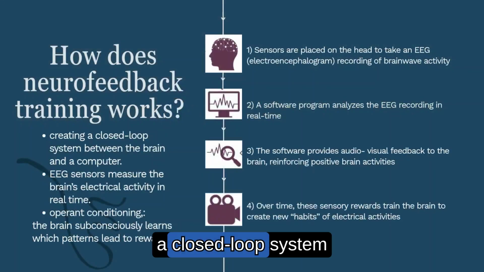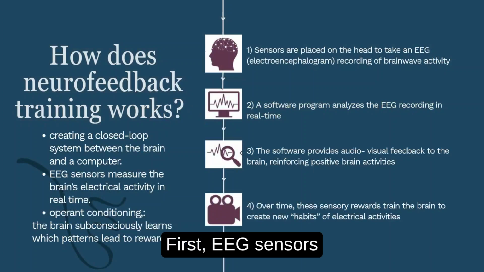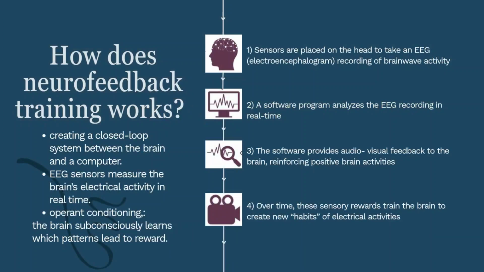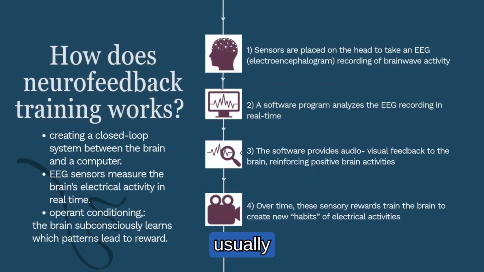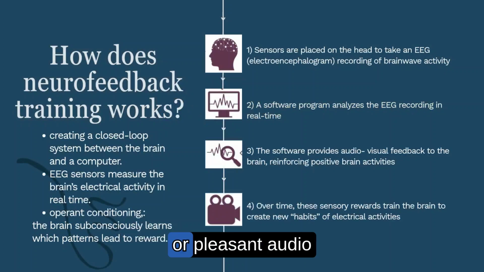Neurofeedback training works by creating a closed-loop system between the brain and a computer. First, EEG sensors measure the brain's electrical activity in real time. This information is immediately processed by neurofeedback software, which identifies whether the brain is producing more or less of the targeted frequency. When the participant's brain generates the desired pattern, such as increased alpha for relaxation or increased SMR for focus, the system provides a reward, usually in the form of clearer visuals, smoother animations, or pleasant audio tones.